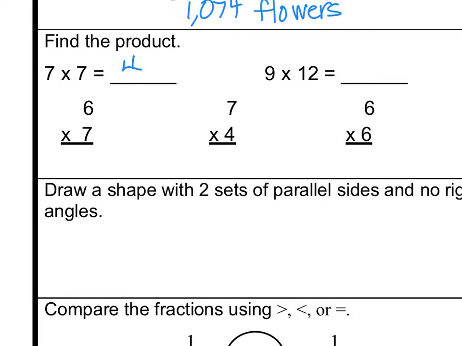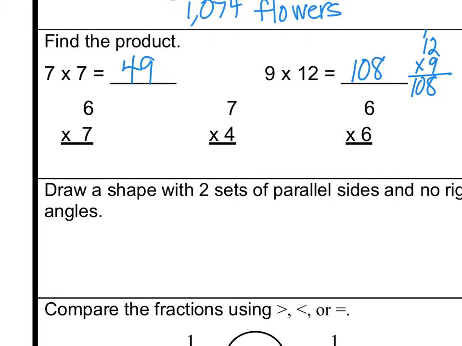7 times 7 is 49. On our 12s, we can write them vertically, and even if we don't have them memorized, we can figure them out. 9 times 2 is 18. 9 times 1 is 9, plus 1 is 10. So 9 times 12 is 108.